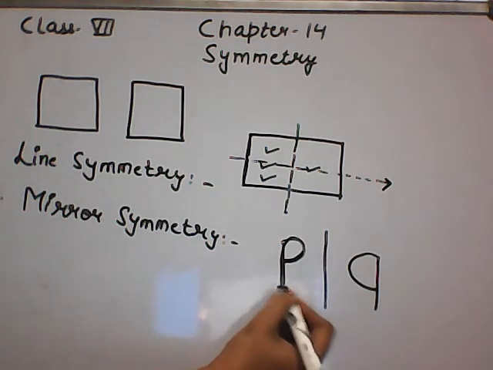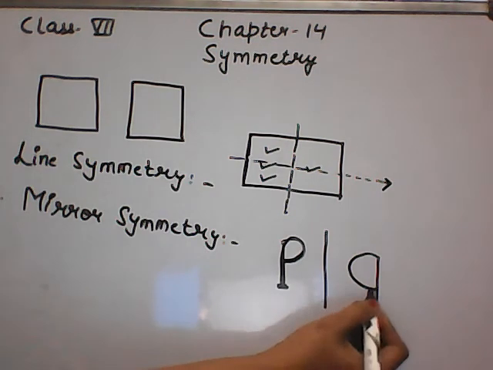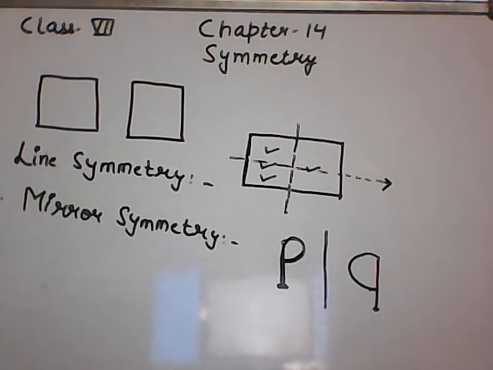Here the left part becomes the right and the right part becomes the left. It means the left-right orientation of the figure changes. Then this type of figures are known as mirror symmetry. And this type of images are known as mirror images.